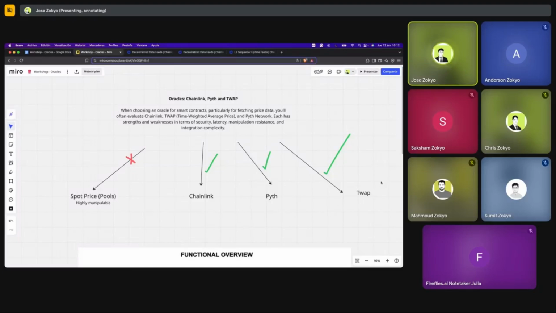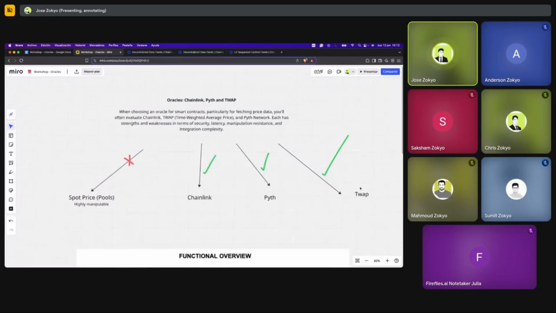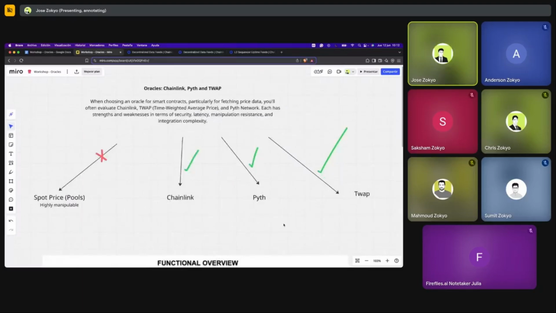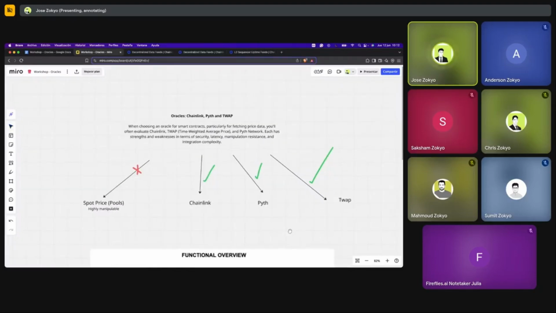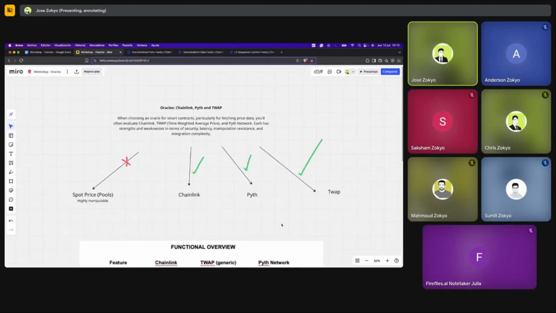The TWAP oracle is not going to be analyzed in depth here because this would be a really large workshop. So maybe in the future we can perform a workshop focused only on TWAP. But today we're focusing on Chainlink and Pyth.